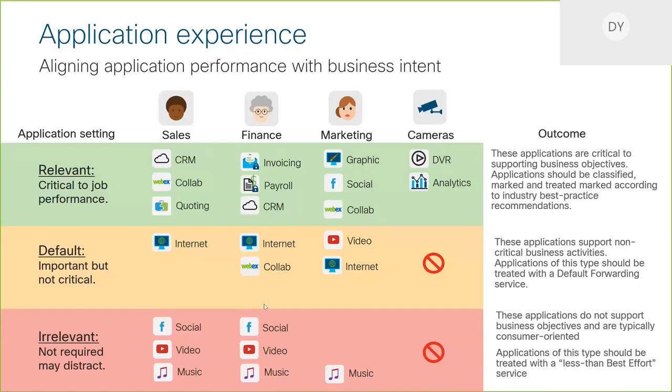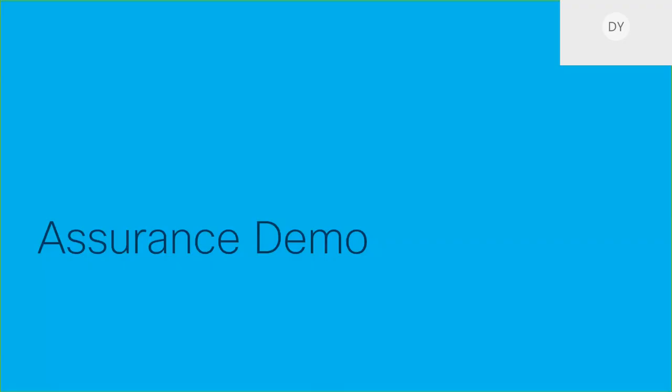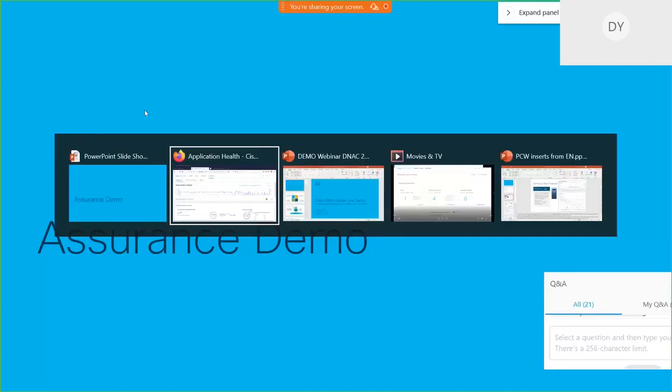But then there are other applications that these people maybe don't need such good QoS, or maybe completely irrelevant. If my salespeople are on Facebook, they're probably not doing their job, or it's definitely not something that's critical to their job. So what I'm going to do is create policies so that each one of these roles has different application settings, a different application experience for each one of these job roles. So let's go back and show you with application health.